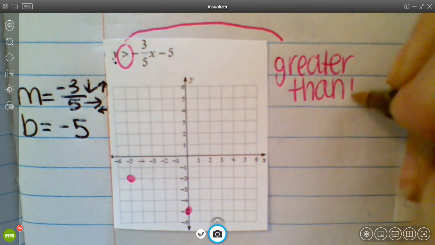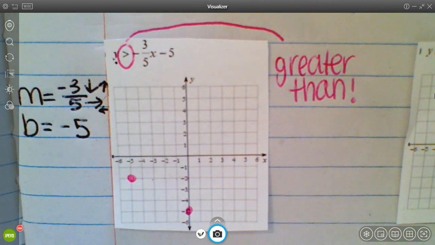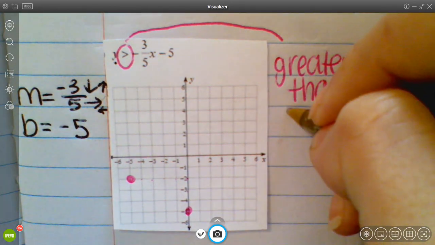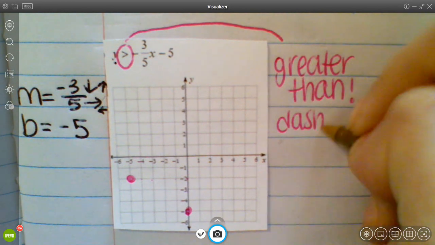So if it's greater than it, can it be equal to it? No, it's not equal to. I don't see "or equal to." I don't see that underline. This means that it's going to be a dashed line.